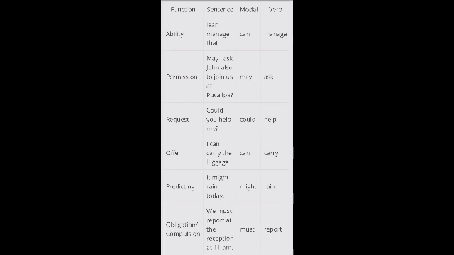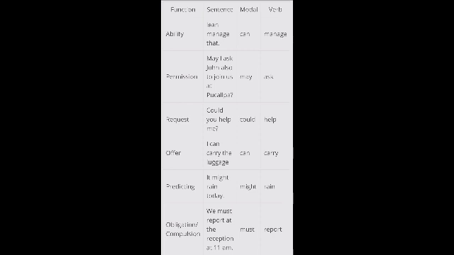The next, prediction. It might rain today. You have learned now the functions of might. That is present or future prediction. Here, it might rain today. That is present prediction, right? And the modal auxiliary is might, and the verb is rain.